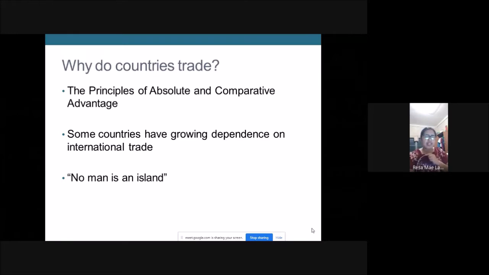To have an efficient allocation of limited resources and avoid waste, a country will certainly opt to obtain through trade those goods it could not produce efficiently. So may mga countries na hindi nila ma-produce yung ganitong klaseng good, ano ang kanilang gagawin? They are going to import from the other country. That is why importante talaga yung international trade.